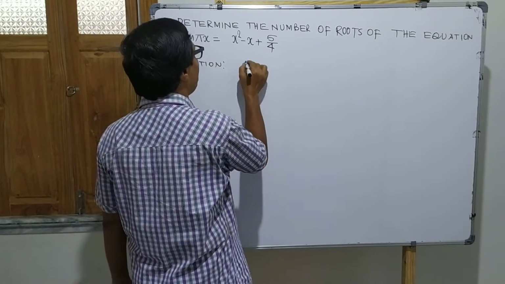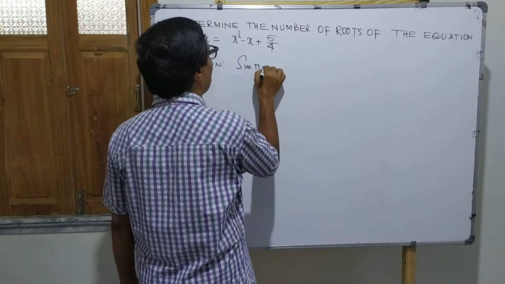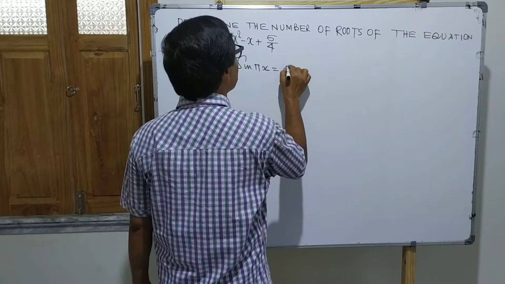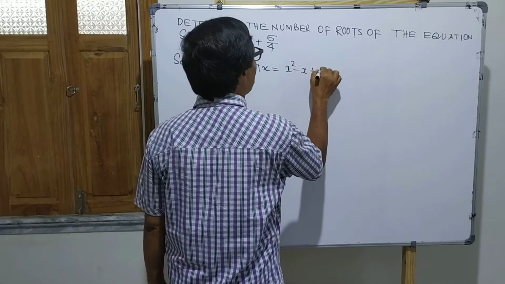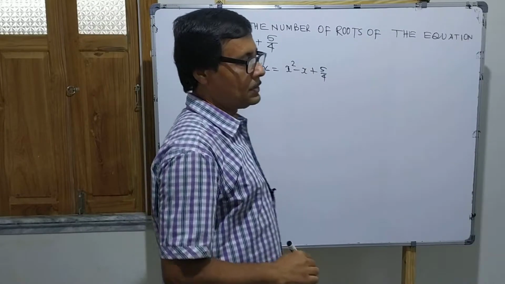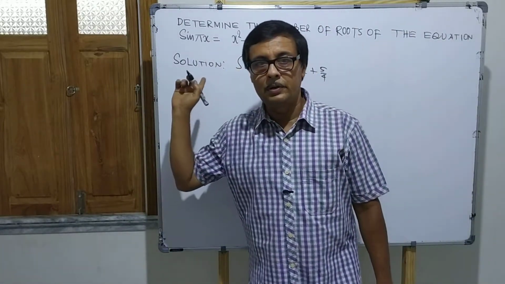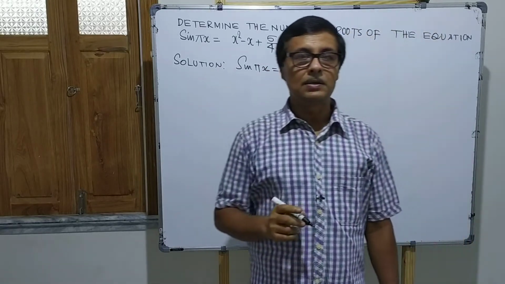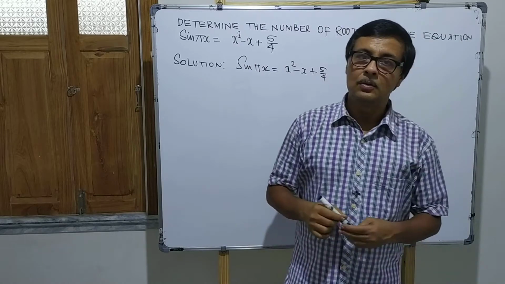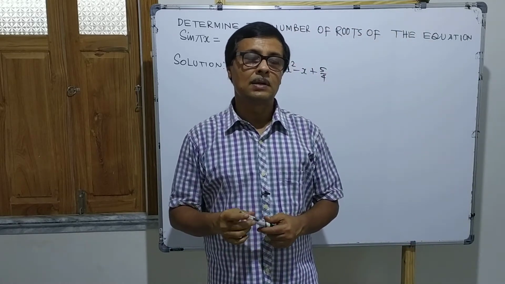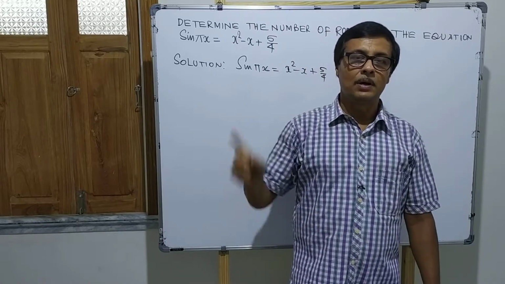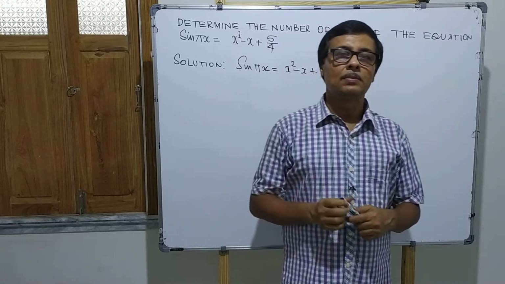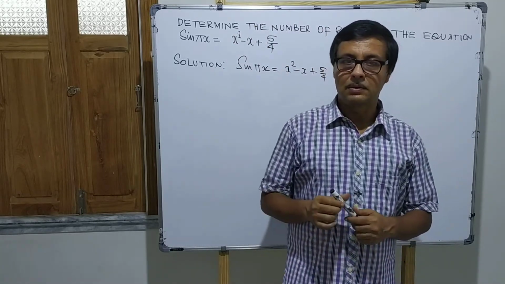The equation is sin pi x equal to x square minus x plus 5 over 4. This is the equation. We have to determine the number of roots of this equation. Now sin pi x is a trigonometric function, and we know sin x lies between two numbers, minus 1 and plus 1. Its range is the closed interval from minus 1 to plus 1.